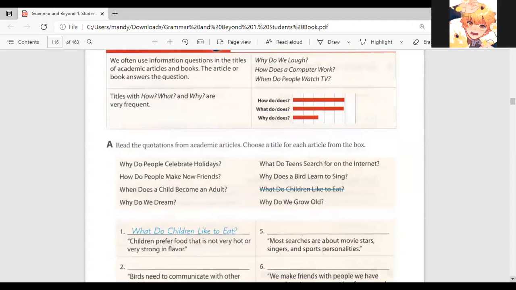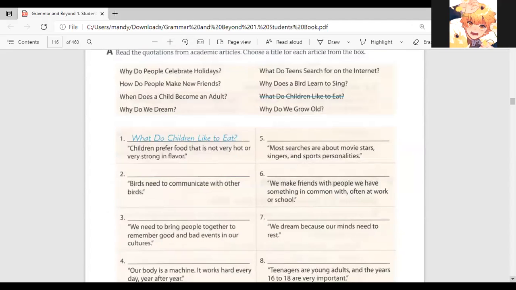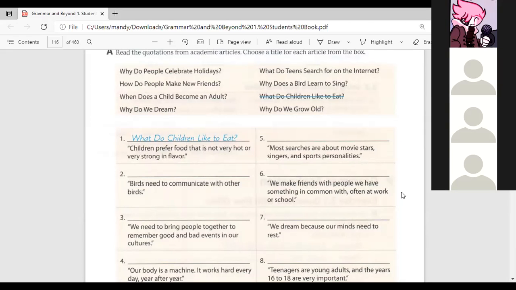For example, we have from number 1 to number 8. So let's see the first one. We say children prefer food that is not very hot or very strong in flavor. So the correct title for this quotation is, what do children like to eat? So we choose this one. Now, number 2. We read the quotation and then we choose a title.